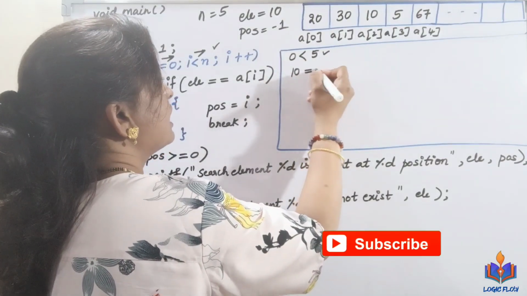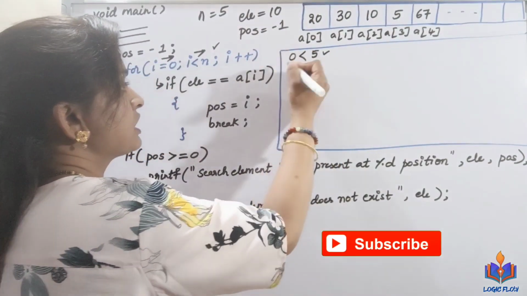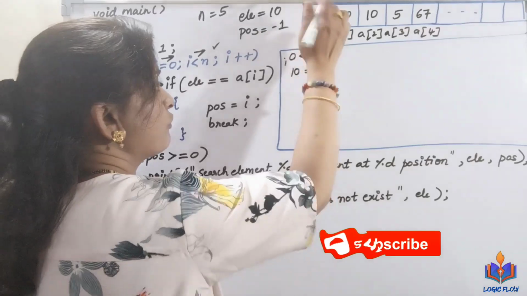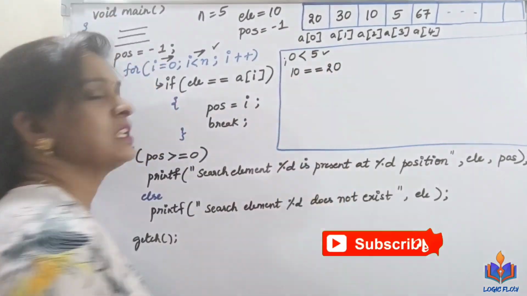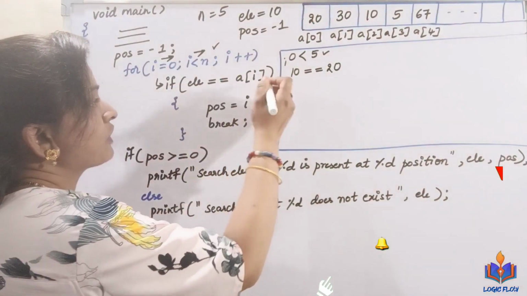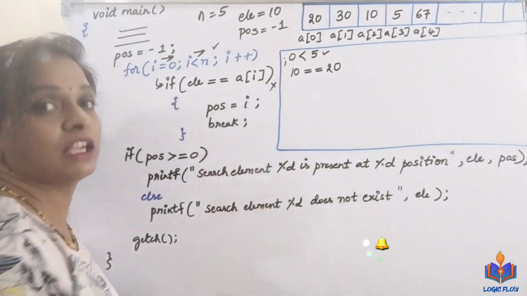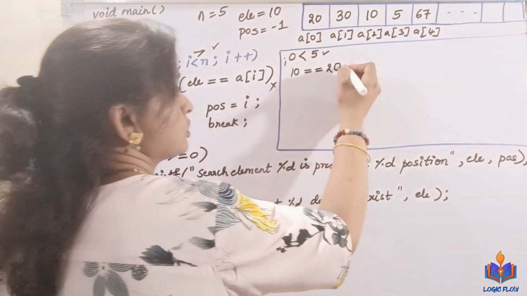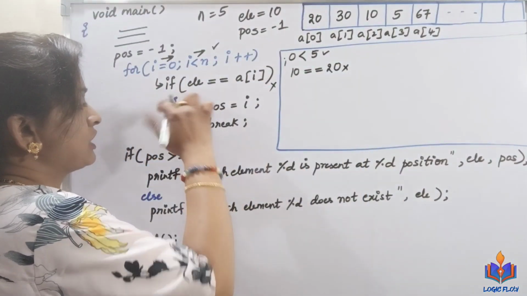Is 10 equal to A of I? I means this is the I value. A of I means A of 0, that is 20. Is 10 equal to 20? No. So this if condition evaluates as false, so this block will not be executed.